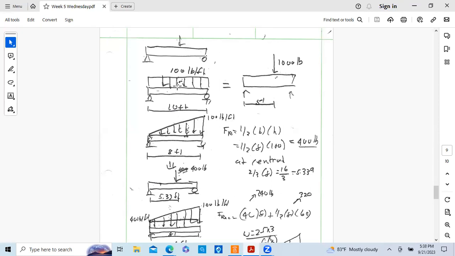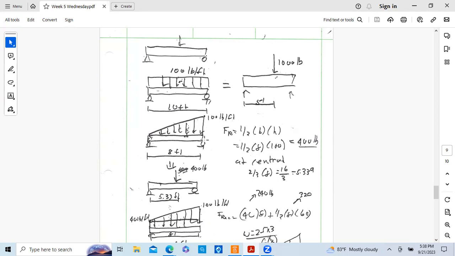Okay, 100 pounds per foot, base is 8, or is 10 times 100. Well, this is just a triangle. So the resultant force is 1/2 the base times the height. Okay, the base is 8, the height is 100. So the resultant force is 1/2 of 8 times 100, or 400 pounds. Okay, that's the area of this triangle, 400 pounds.